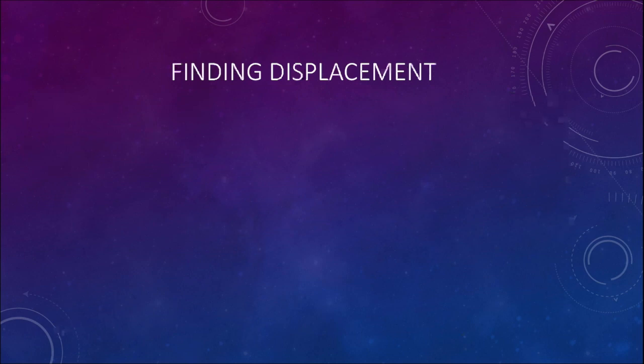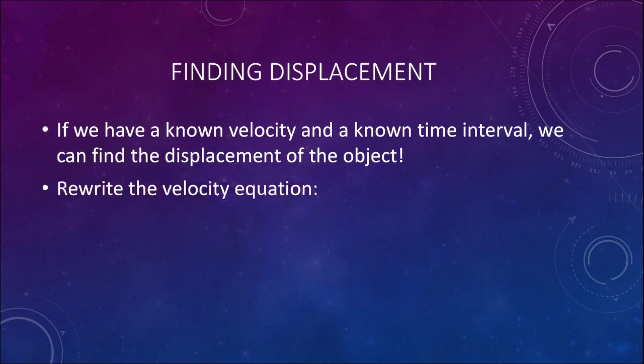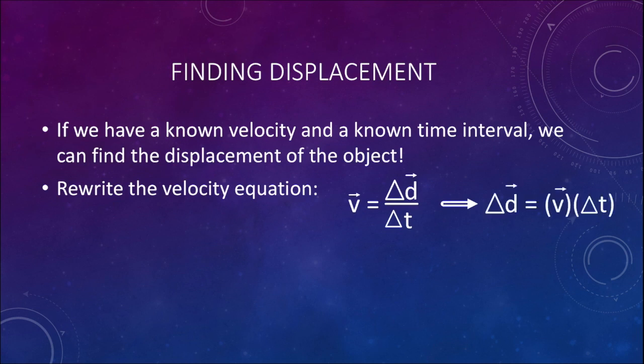But what if we need to know the displacement? If we know the velocity and we know the time interval, we can use that information to find the displacement of our object. To do this, you simply rewrite the velocity equation from v equals d over t to solve for d, and we get the displacement is equal to your velocity times your time interval.